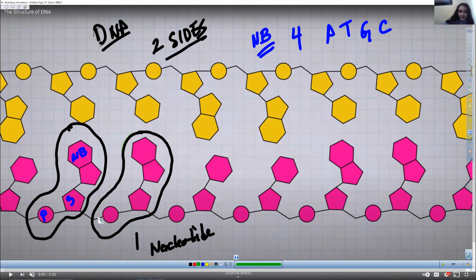The 5 carbon sugar is connected to the phosphate group. Exactly. See that? And that's how nucleotides connect, right? And so if you take a look at this nucleotide here, here's the phosphate group.